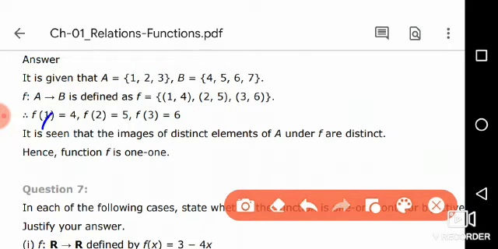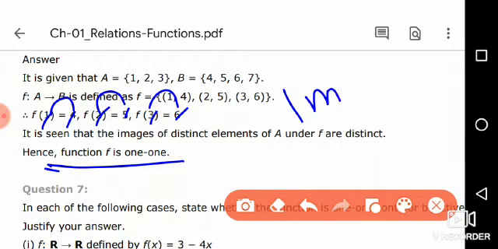That is, the image of 1 under F is 4, the image of 2 under F is 5, and the image of 3 under F is 6. Every element of the domain has a different image in the codomain. It is seen that the images of distinct elements of A under F are distinct, hence the given function is 1 1. This type of question will be expected in the examination for 1 or 2 marks.